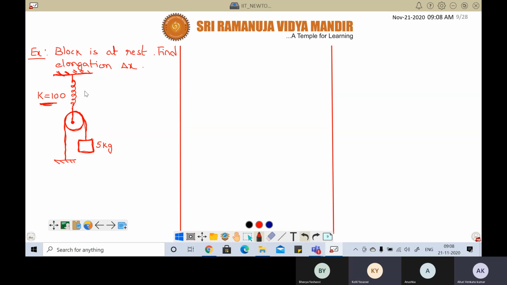Elongate, sir. Correct. Initially it is at natural length, but now it has got elongated. Are you understanding? Yes, sir. So what is the elongation? Take a screenshot and do it as homework. It is only one step. What is the step? Draw the free body diagram of the 5 kg block and draw the free body diagram of the pulley. That's all.